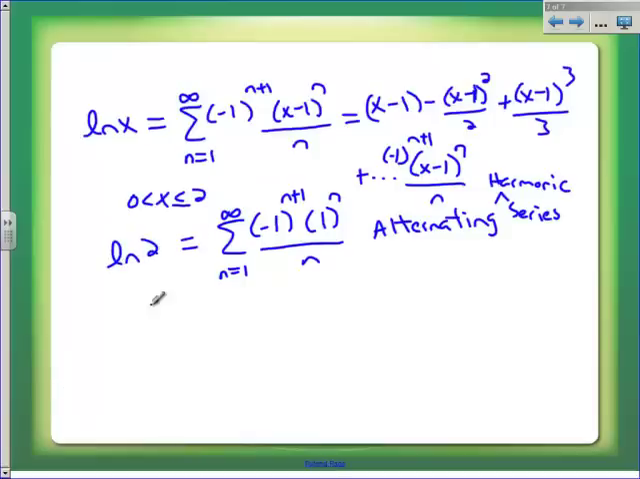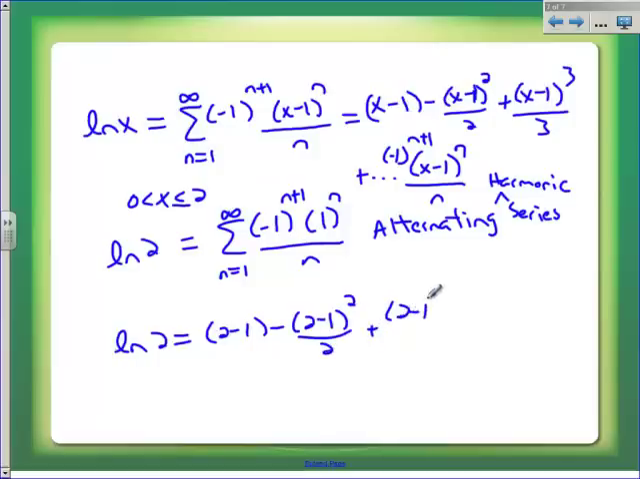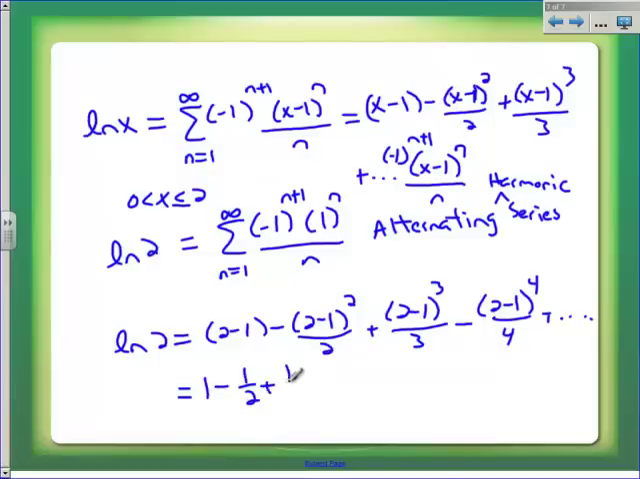And here's why. If I were to plug 2 into this expansion, I would get (2 minus 1) minus (2 minus 1) squared over 2 plus (2 minus 1) cubed over 3. And then minus (2 minus 1) to the 4th over 4. And I would keep going. Let's look at these terms. This is 1 minus a half plus a third minus a fourth, and on and on and on. And that's what the natural log of 2 equals. So the alternating harmonic series converges, and now we know what value it converges to.